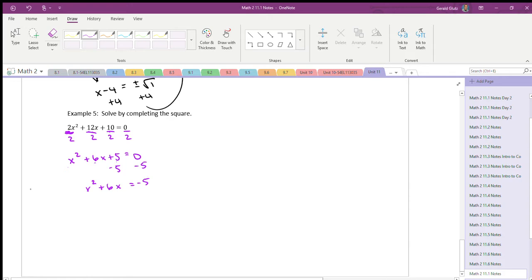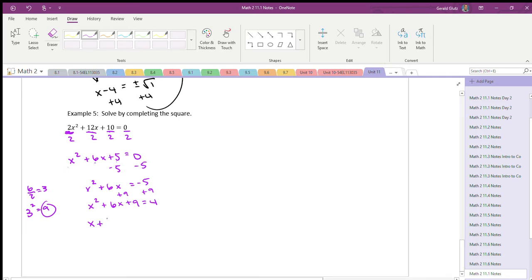Then I take b divided by 2, and I get 3, and then I need to square that number. So 3 squared is 9. So x squared plus 6x plus 9, because remember, this is the number that we add to both sides. I forgot to write that though, plus 9 plus 9. Negative 5 plus 9 is 4. So since I added 9 to the left, this should be a perfect square now because half of 6 is 3, and then the square root of 9 is 3.